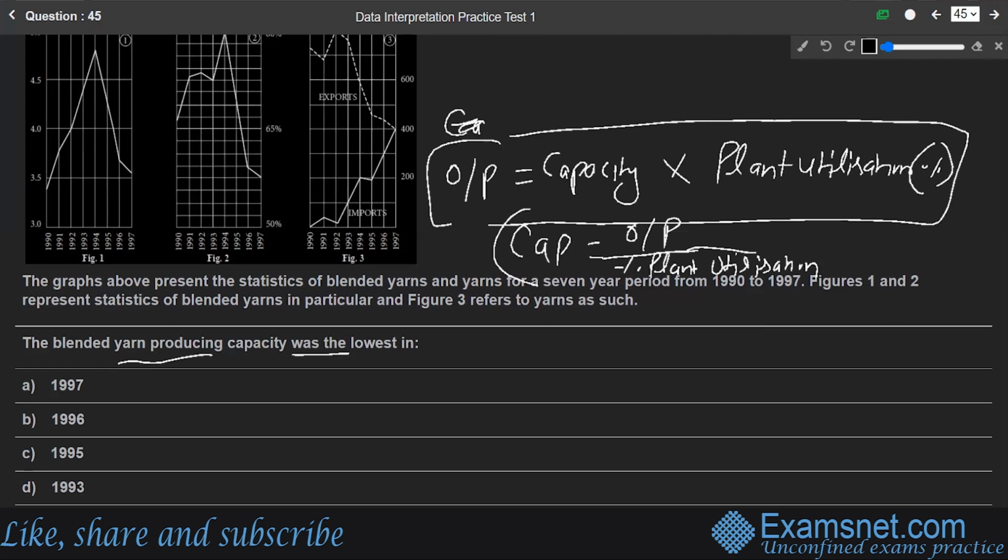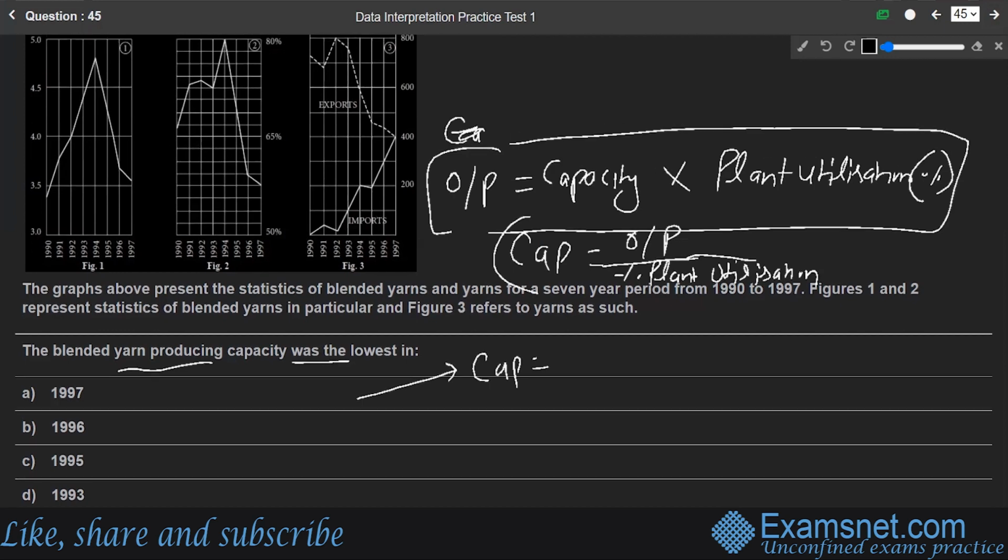Let us go by options. The first option is 1997. For 1997, the capacity can be found out by output. What is the output in 1997? The output for the year 1997 is close to 3.6. So we can write it approximately 3.6 divided by plant utilization in 1997, which was calculated by us in the last question as 60. So we can write it as 3.6 by 60, as it was 60%, into 100 here.